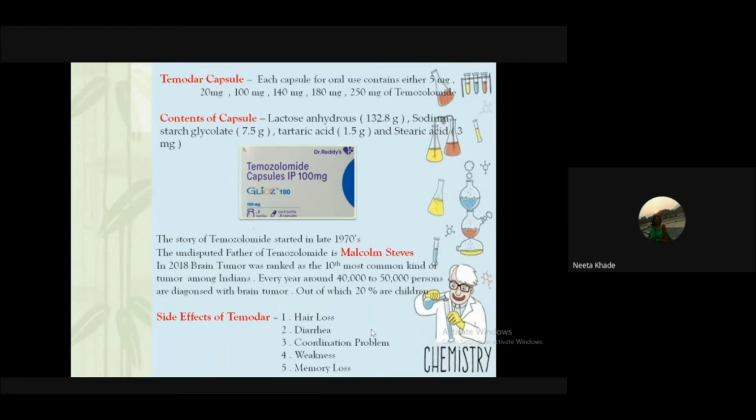Now, moving to the history, let's talk about how this drug was introduced and who discovered it. The story of temozolomide started in the 1970s, when work on this drug began in the late 1970s. The father of this drug is Malcolm Stevens. According to a survey in 2018, brain tumor was ranked the 10th most common tumor among Indians. Around 40,000 to 50,000 people are diagnosed with brain tumor every year, and shockingly, 20% of these are children.